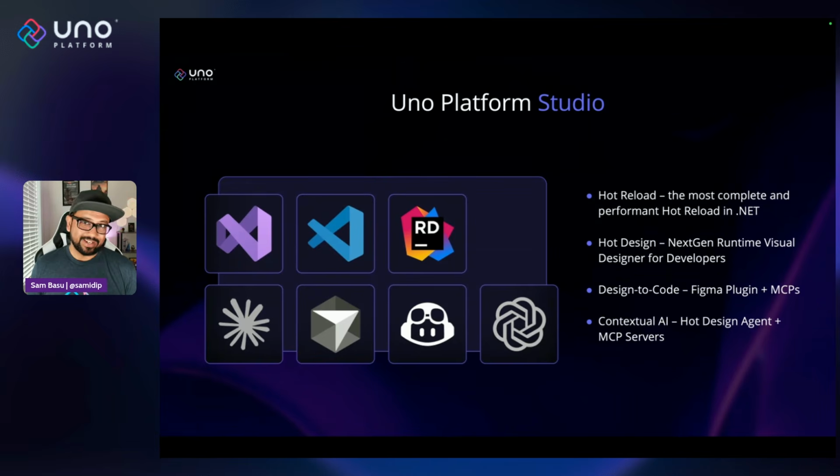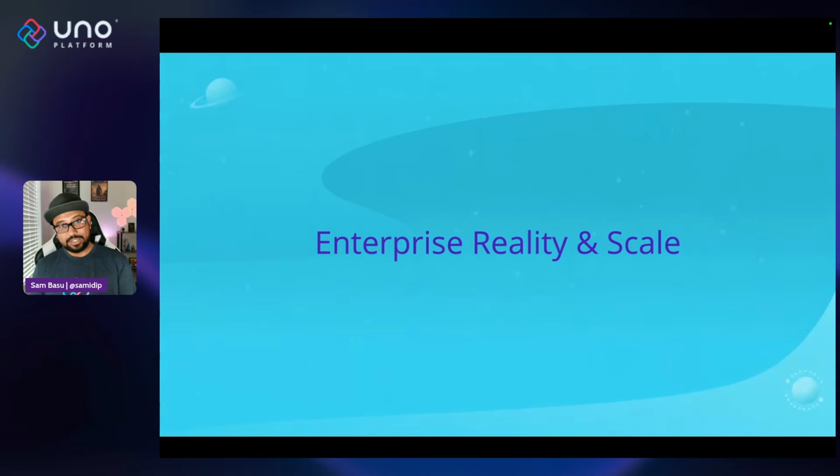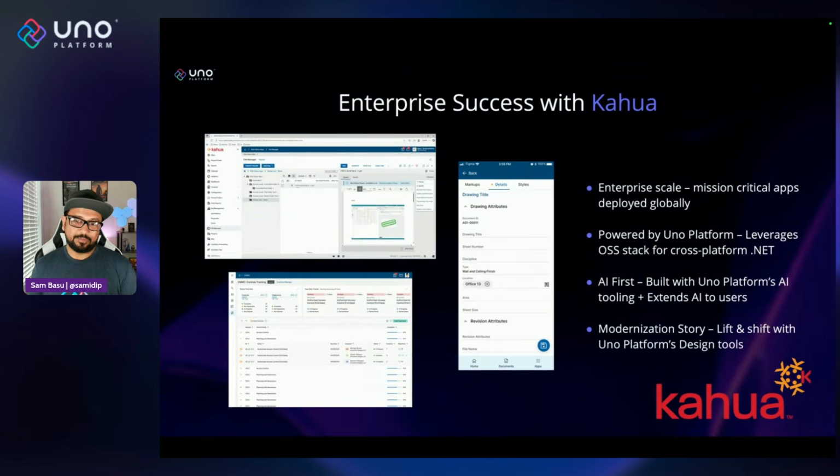Now, having said all that, you don't need to take my word for it. We have plenty of examples of enterprise success stories. With us here at Build is our partner Kahua. This is a fantastic example of cross-platform .NET apps built with Uno Platform, but deployed to an enterprise scale with lots of mission-critical apps. Kahua is using Uno Platform's AI and design tools to build modern .NET apps, and also including AI in the user experience. So overall, a great story of how to modernize a .NET code base and deploy it cross-platform with lots of AI and design help. So enough of the talking.